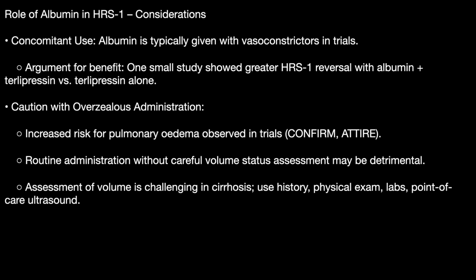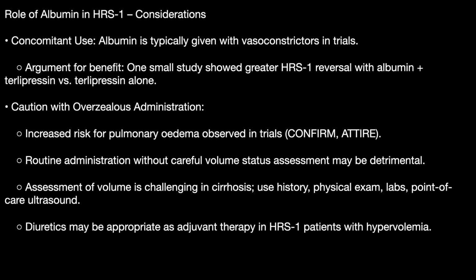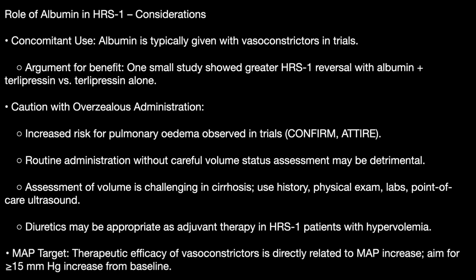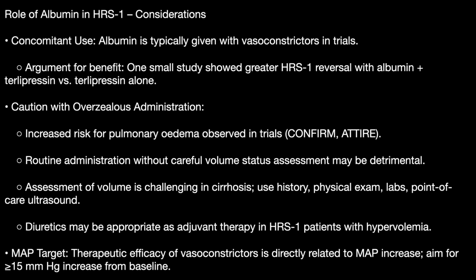Assessment of volume is challenging in cirrhotic patients. Use history, physical examination, labs and point of care ultrasound. Diuretics can be appropriate as adjunct therapy in HRS1 with hypervolemia. MAP target: the therapeutic efficacy of vasoconstrictor is directly related to the MAP increase. Aim for an increase of at least 15 from the baseline.